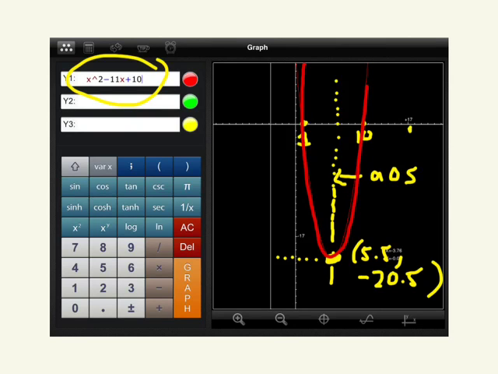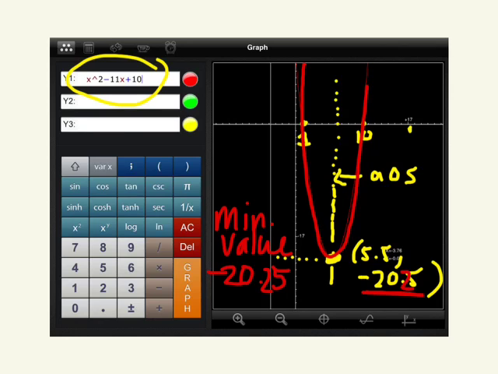This has a minimum value, okay? What is the minimum value? What's the lowest point on this graph? Where did this graph end? Negative 20.25. Oh, sorry, I wrote it wrong. 0.25. You're right. So if they ask you for the minimum value, it is the y value of the vertex because it's the lowest point. So this is the y value.